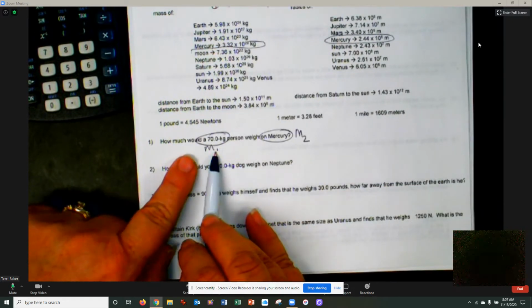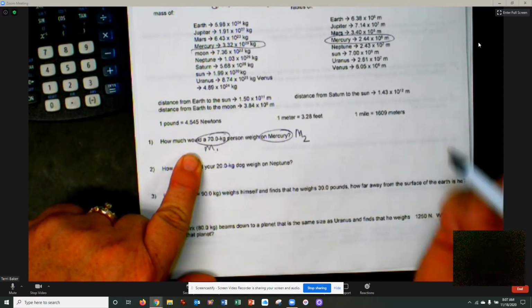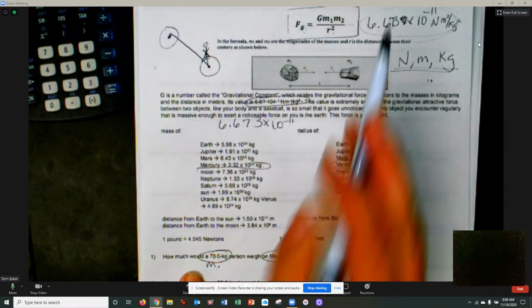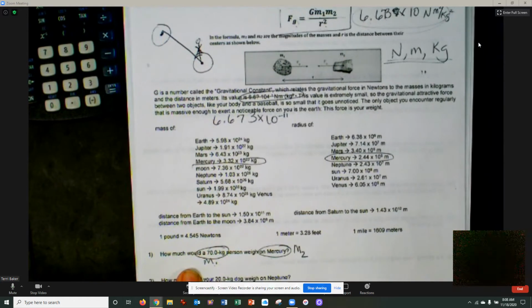So, question number 1. How much would a 70 kilogram person weigh on Mercury? How much he weighs is this equation right here. F of g is how much gravity is pulling on something, so it is the weight. You have a person, this is your mass 1. The mass of Mercury is your mass 2.